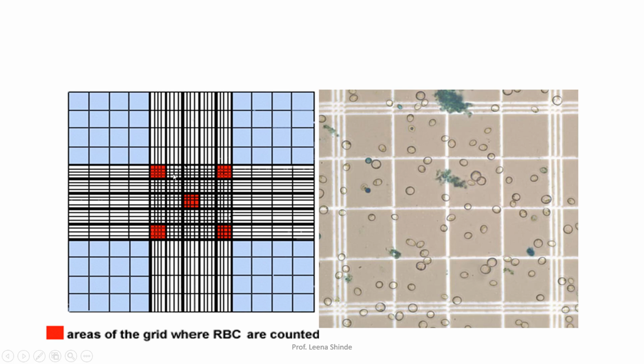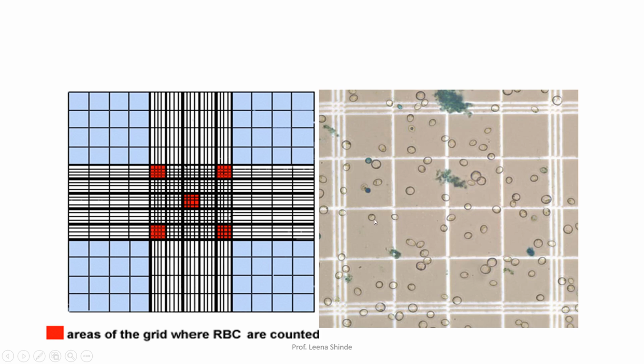These are the Neubauer chamber ruled areas. These four squares are used for WBC count and the one center square is used for RBC count. Here we see that one square contains 25 small squares. Again, one square of these contains 16 squares. So out of 25 squares, we only count 4 corner squares and 1 center square.